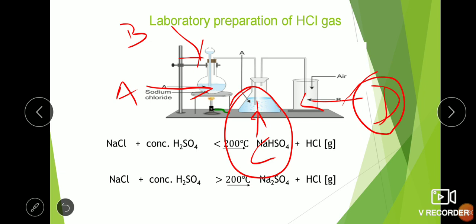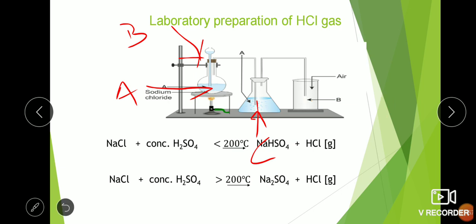They may ask you what is the role of sulfuric acid in this reaction. Now please remember, sulfuric acid is a reagent as well as a drying reagent. Why did I say reagent and drying reagent? Because it is used in the preparation of HCl as well as it is used to remove the water vapor present in the hydrogen chloride gas.